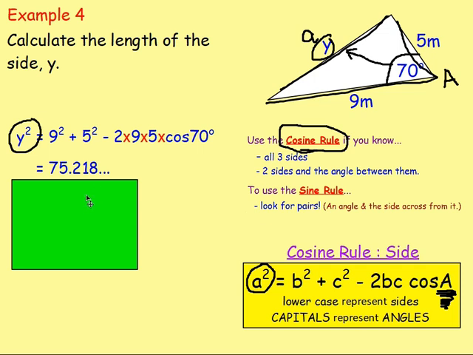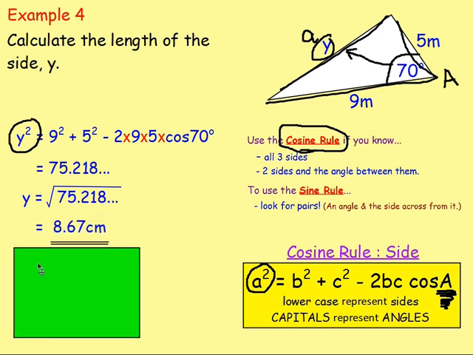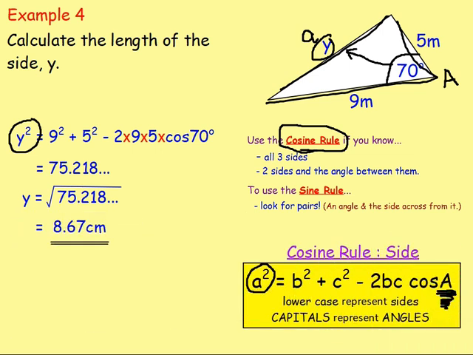You take the square root. Good. So y on its own, take the square root of both sides. Y on its own is the square root of the 75.218. Again, keep your answer really accurate on the calculator. And if you work that out, you end up with 8.67 centimetres. Well done, people. Shall we try more? Yes, please.